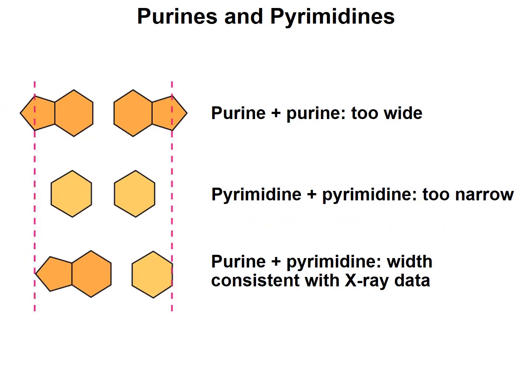This slide is showing how they knew it had to be a purine binding to a pyrimidine. So when they did the X-ray crystallography, they got a certain width. If they had two purines bound together, the helix would be too wide. Two pyrimidines would be too narrow. So it had to be a purine and a pyrimidine to be the correct width for the DNA double helix.